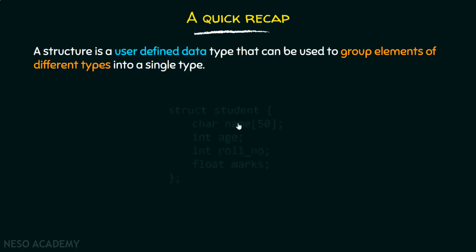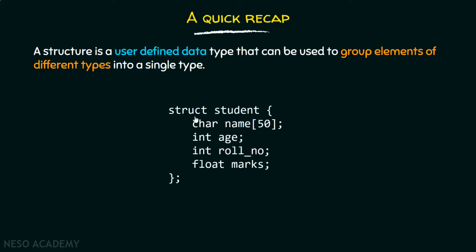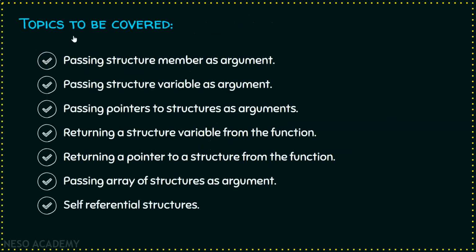For example, here you can see that I have declared a type struct student. What I am doing here is combining all these different types into a single type. This is the type created by me, struct student, and here I am combining all these types into a single type. These are the topics we will cover in this lecture and the subsequent lectures.